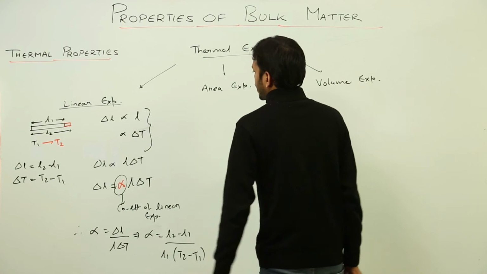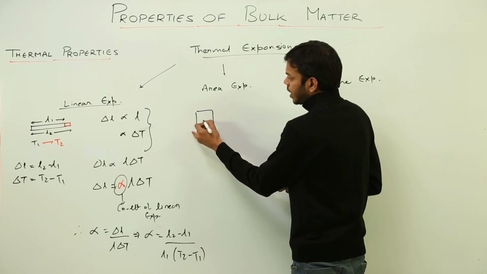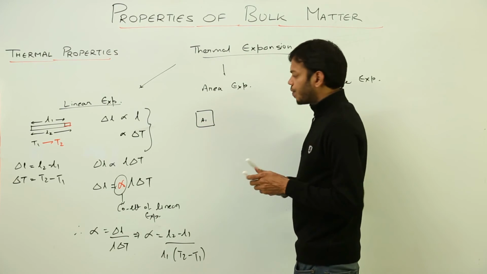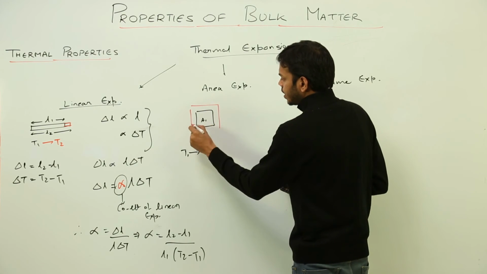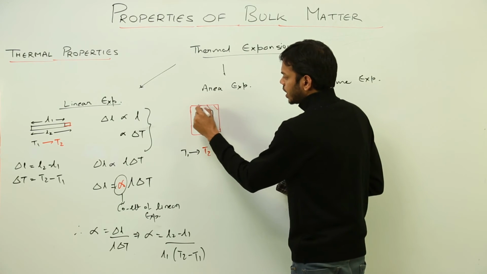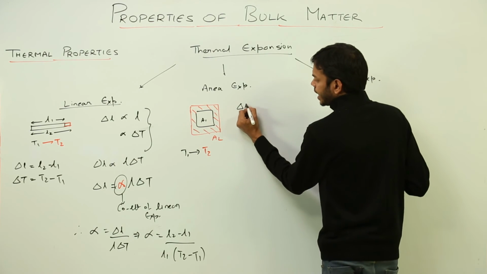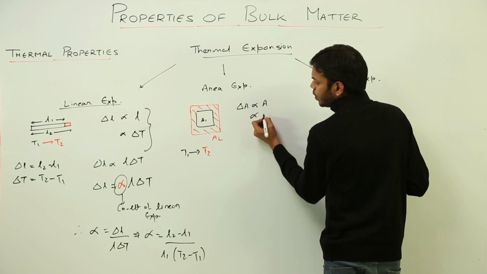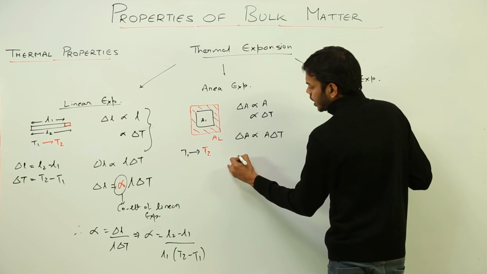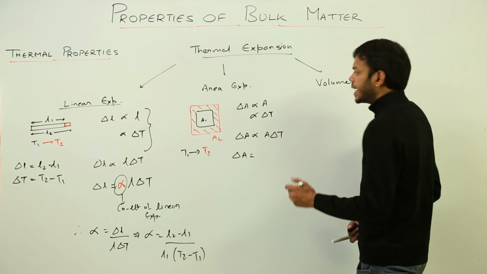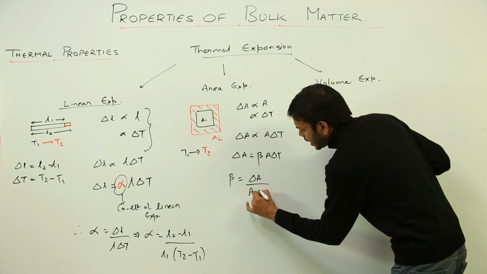Okay, now next is area expansion. Similarly, as we have discussed in the case of length, suppose initial area is A1, and after the temperature changes from T1 to T2, the area got increased by this much amount. Let the final area be A2. Again, the change in area delta A would be proportional to original area and to change in temperature delta T. Combining these, delta A is proportional to A delta T. Therefore, delta A is equal to beta A delta T, where the constant of proportionality is denoted as beta. So beta is delta A upon A delta T, right?